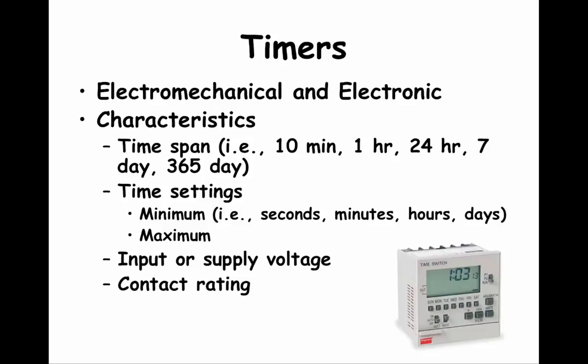Timers can have different time settings on and off. They can be in the range of seconds and up to days, and they can be battery operated or use different input voltages. Timers are like relays in that they usually have load limits, which is described by the contact rating that indicates the maximum load that the timer can be used to turn on or off. You will have a chance to use a timer in one of the labs.